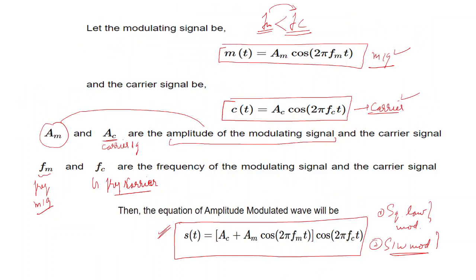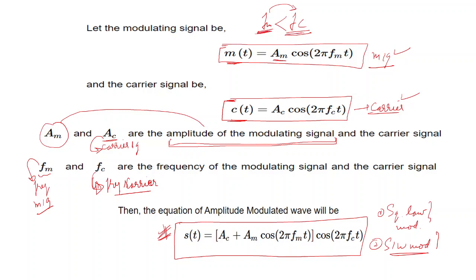Now see, we have FC. This is the message signal, as I told you, and this is the carrier signal, as I told you in the very beginning. So with the help of this message and this carrier, we will generate this signal, that is the amplitude modulated waveform. And here you will see this message signal. What is AM? AM is the amplitude of the modulating signal, and AC is the amplitude of the carrier signal. FM is the frequency of the message signal, and FC is the frequency of the carrier signal. As I told you, the frequency of the message signal is lesser than the frequency of the carrier signal.